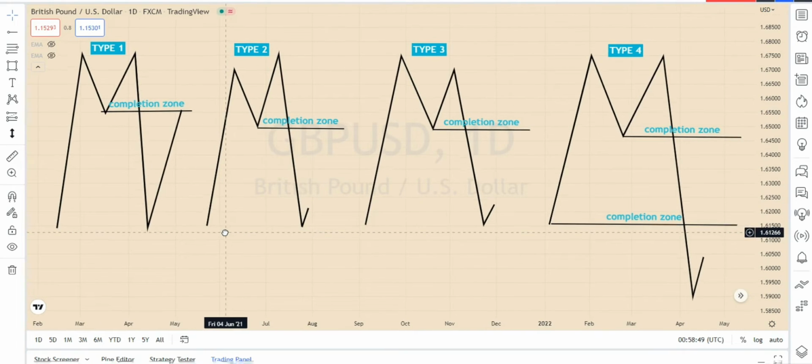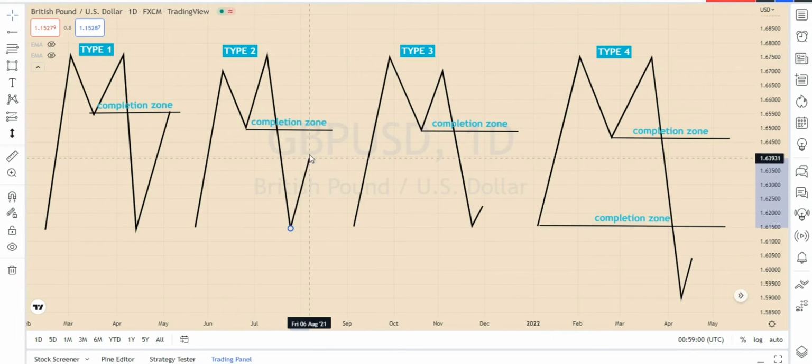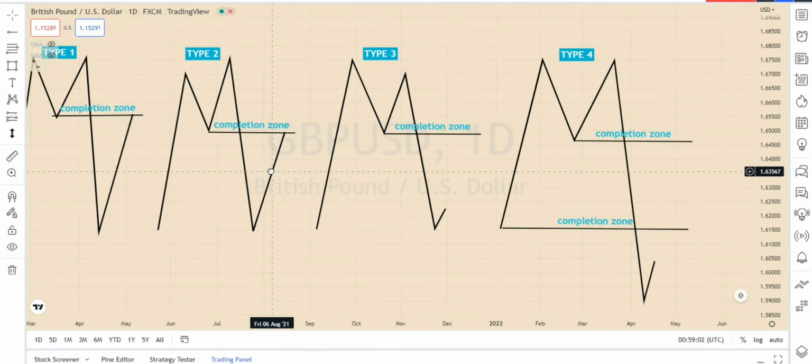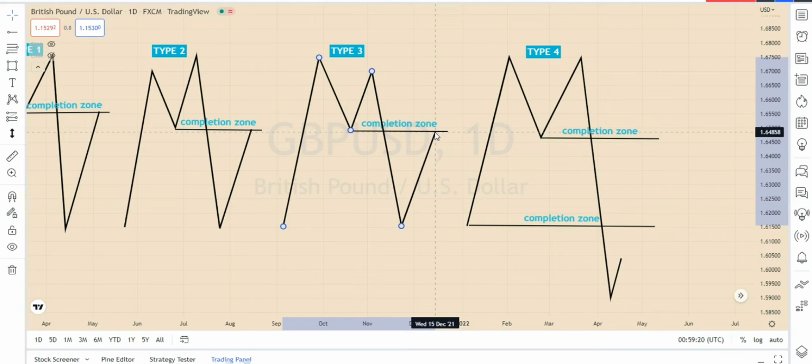And we have the type 2. The type 2 is the one that has a protruding swing, or a higher swing than the previous swing. With this one too, you expect it to complete at the neckline. And we have the type 3. The type 3 is the one that has a failure swing, that is the one that creates a lower high. With this type of M, you also expect it to complete at the neckline around here.